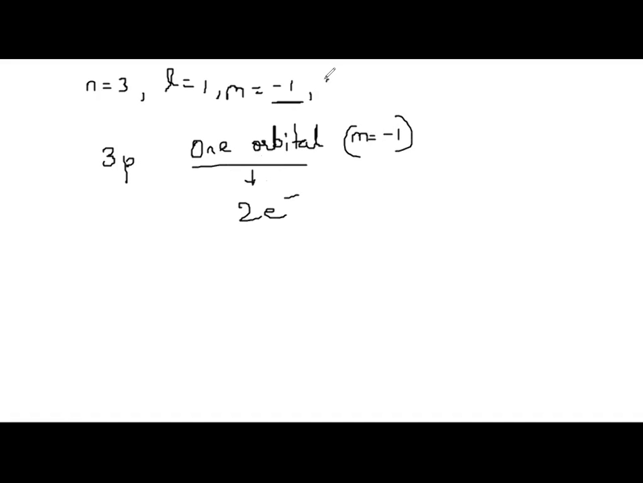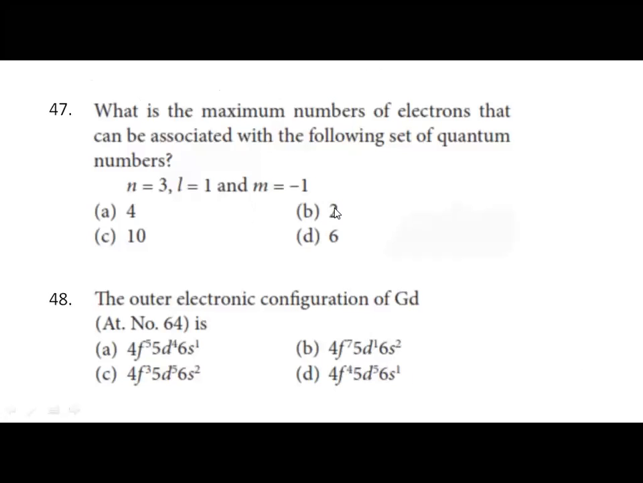If they would have mentioned minus 1, 0, plus 1, then we would have written 2 electrons here, 2 electrons here and 2 electrons here, altogether 6. But here they have mentioned only minus 1. So therefore only one orbital, and we know that each orbital can accommodate 2 electrons. Therefore, it is 2 electrons.